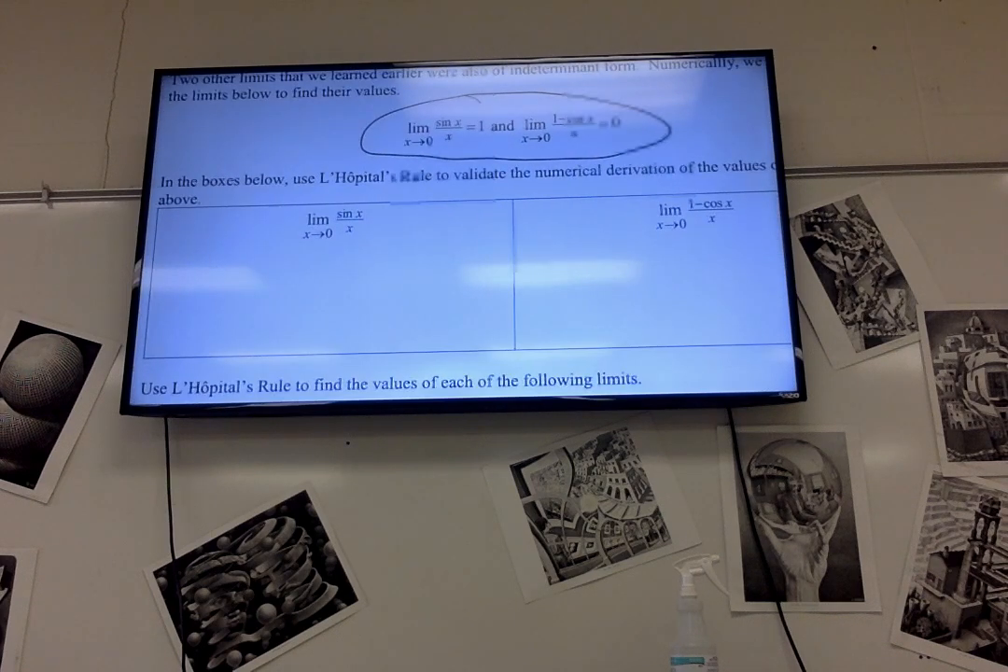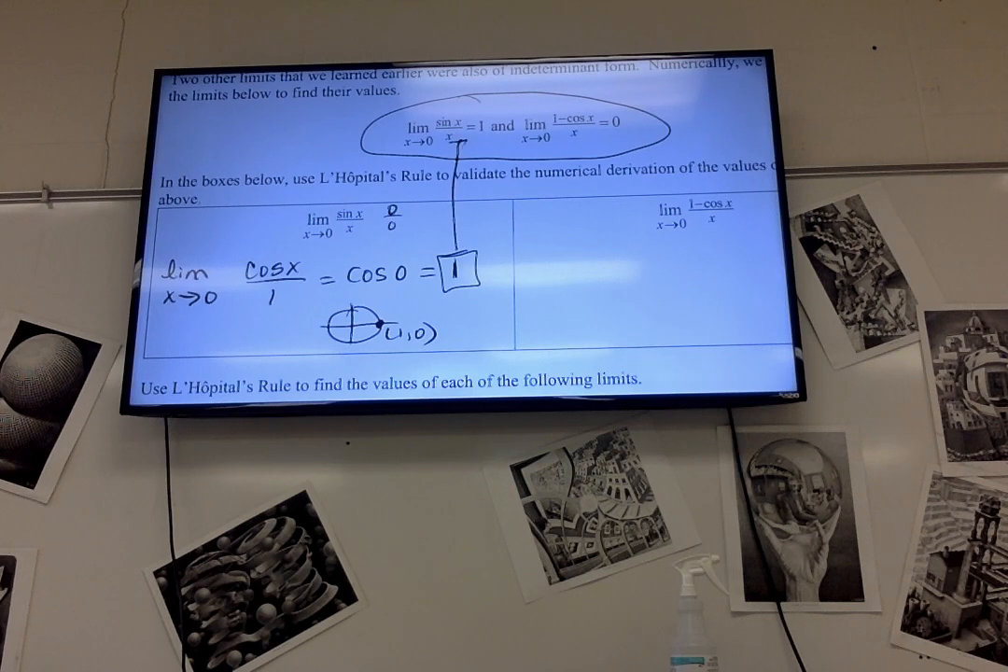Well, now, knowing that that gives me the indeterminate form, I can do L'Hopital's rule. So what's the derivative of sine? Cosine, over 1. So it's just cosine. So it's the cosine of 0, which is 1. So we got the same thing.